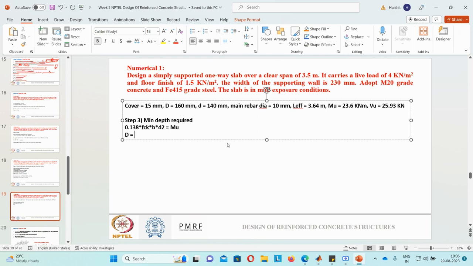You can check the discussion on design of beam, and you will understand how I wrote this formula directly. So let me just calculate this value. I don't have the calculation. Just a minute.